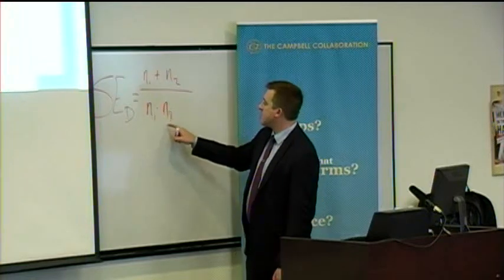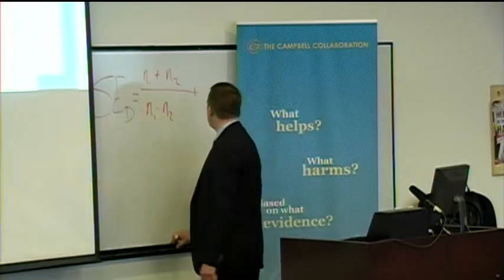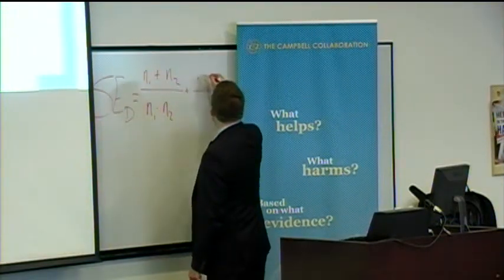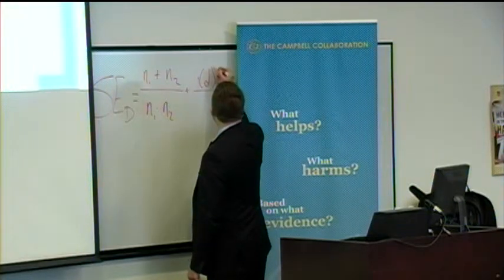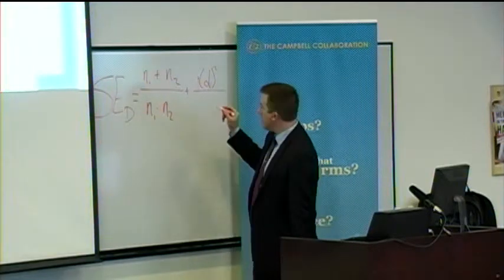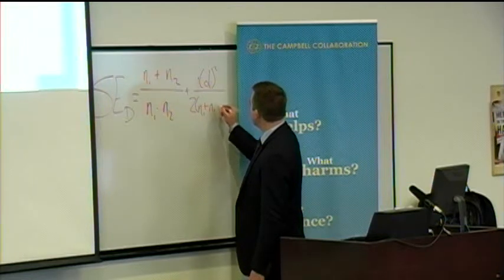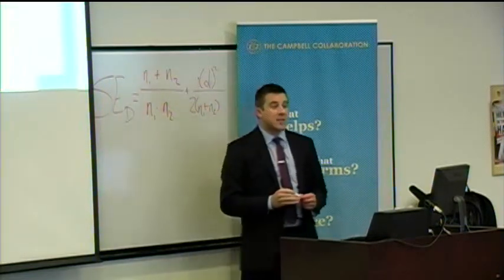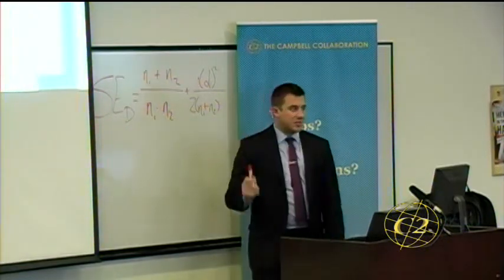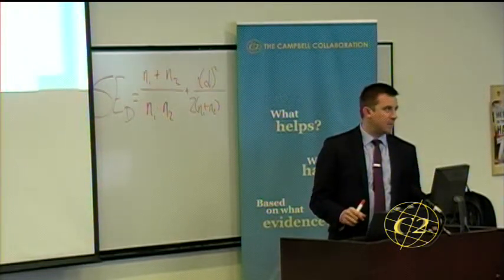Sample size of the first group times the sample size of the second group, plus, and I'm running out of room, plus, and now here's where you've got the d, so this is your actual effect size of study i, over 2 times sample size of the first group times the sample size of the second group. And this is the standard error. And this is the thing: the output of this equation, the standard error, is the way that we calculate the weights. Okay, I'll show you in a second.